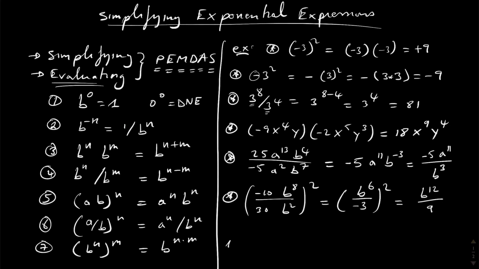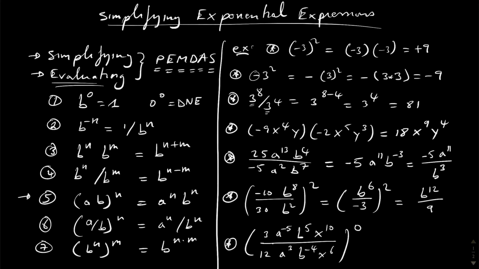And the last one here is kind of a bonus one. So you have 3 times a to the power of -5 times b to the power of 5 times x to the power of 10, all divided by 12, times a to the power of 3, b to the power of -4, x to the power of 6, all together raised to the power of 0. So when you have this, you can start by dealing with the parentheses and try to simplify those by using rule number 5 and 6. But you could also just realize that this is one big term that is raised to the power of 0, and that should give you 1.